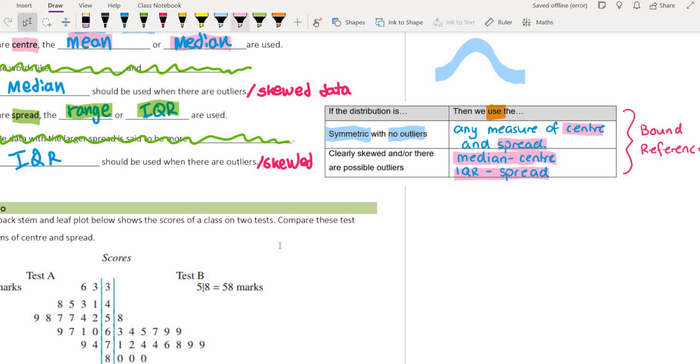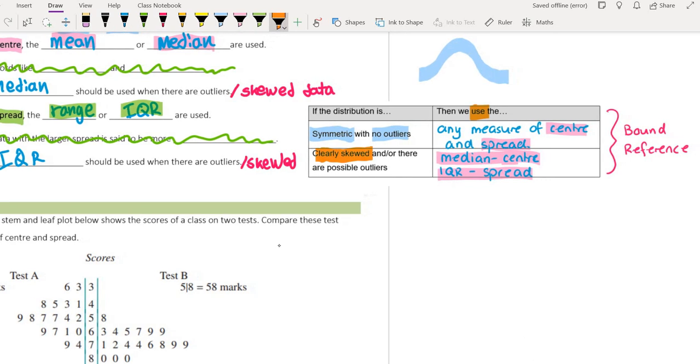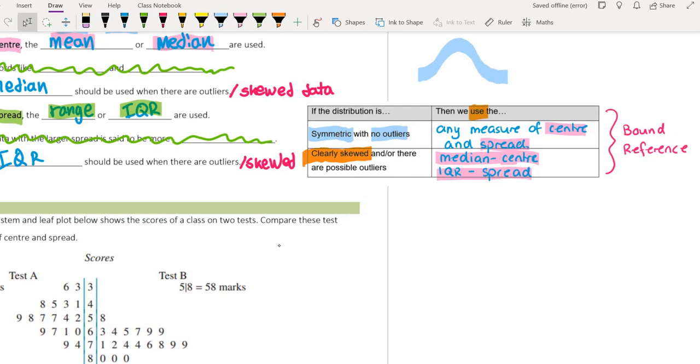But more often you'll see data that has some skewness. So it's either positively or negatively skewed, or there are outliers in your data. So when this happens, and this is really important, you need to use the median for center and you need to use the IQR for spread. And the reason for this is that they eliminate outliers.